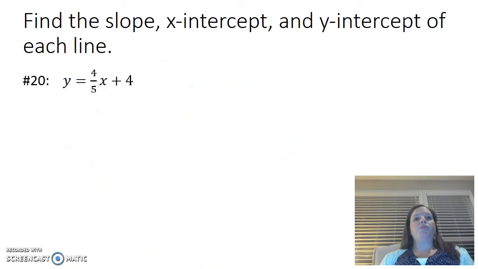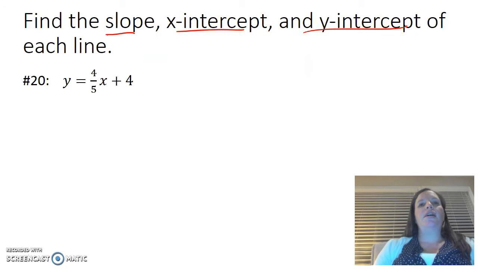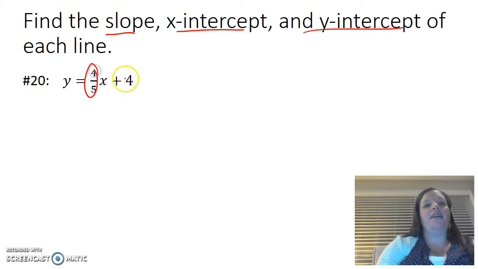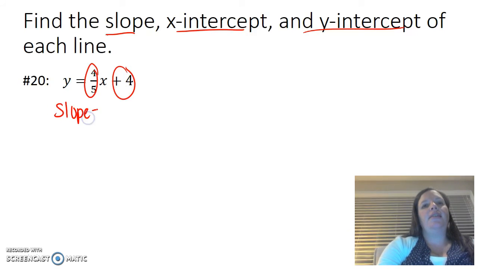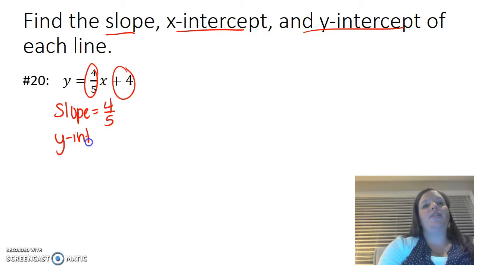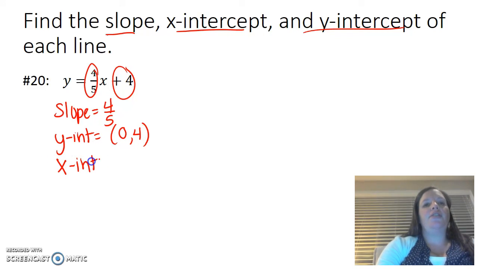The other skill I just wanted to review with you quickly was, and I'm turning to the back page, this is number 20, finding slopes and intercepts from equations. So when we get an equation, recognizing the format can help you with at least part of this. If I recognize this format as slope-intercept form, I can get the slope of this line as 4/5. I can get the y-intercept of this line as (0, 4). And then the only piece I'm missing here is the x-intercept.